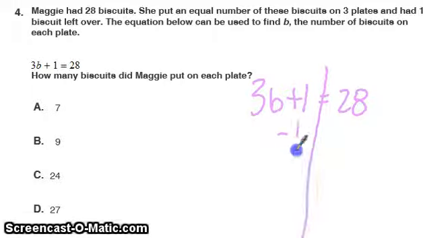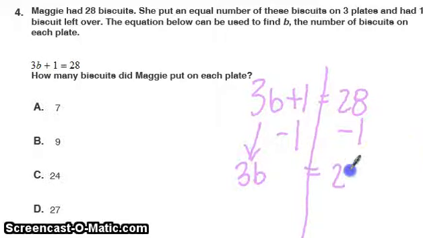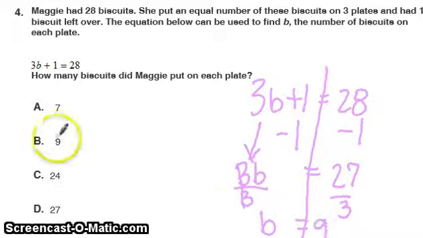First we're going to subtract this constant, this one little biscuit that was left over. Simplify. Bring down this 3b is equal to 27. Now do your second step. Undo your coefficient by multiplying or dividing. So we're going to have b is equal to 9. There were 9 biscuits on each plate.